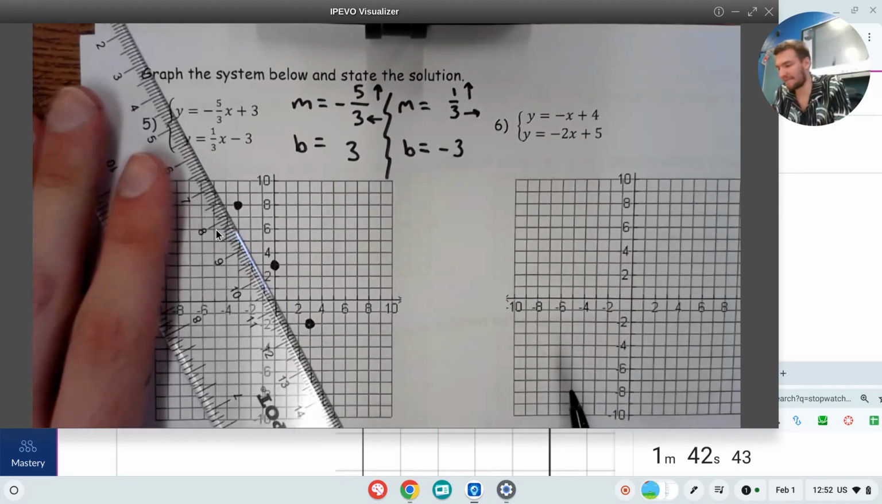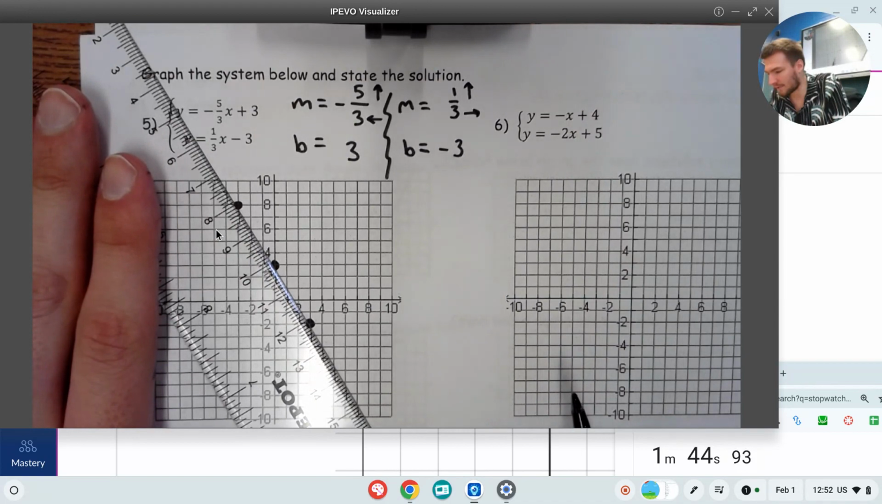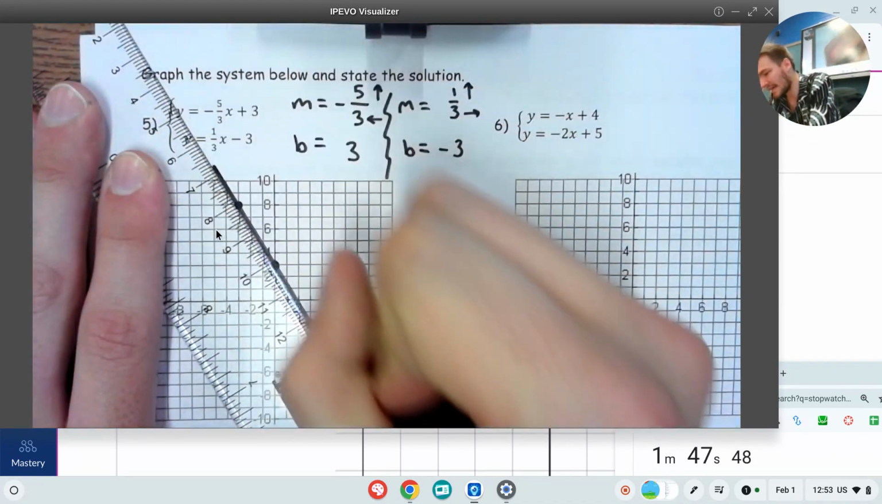Today's a very good day for a ruler. So let's go ahead with our ruler and make a nice straight line.